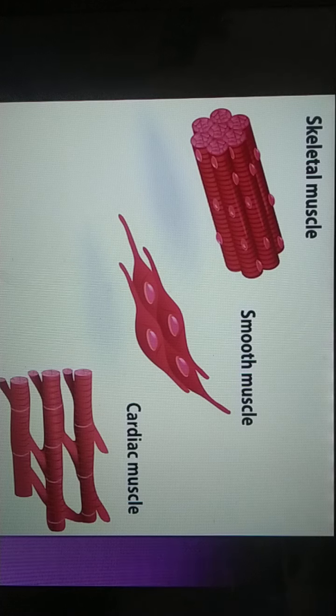This muscle is present only in the heart. You don't find the cardiac muscle anywhere else. The main function of cardiac muscle is that it helps in the pumping action, or beating, of the heart. So this was about the various types of muscles that are present in our body.